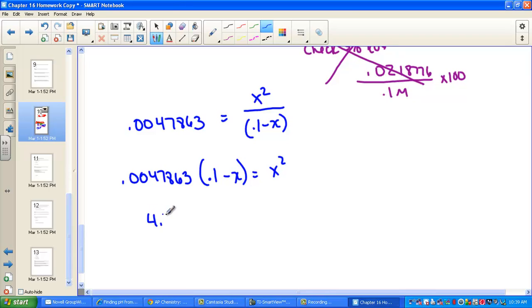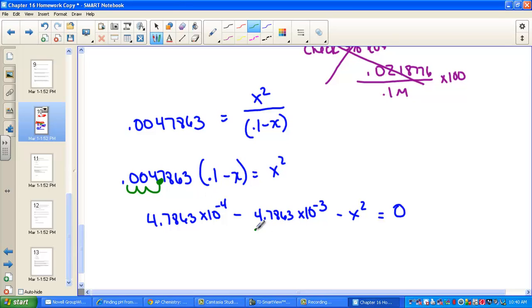just put it in scientific notation: 4.7863 times 10 to the negative fourth, minus 4.7863 times 10 to the negative 3 x. And I'll bring x squared over, minus x squared, now equal to 0. You see what I did here? I moved the decimal 1, 2, 3 spots, and I just simply wrote that as times 10 to the negative 3. Alrighty, so I just expressed both values.